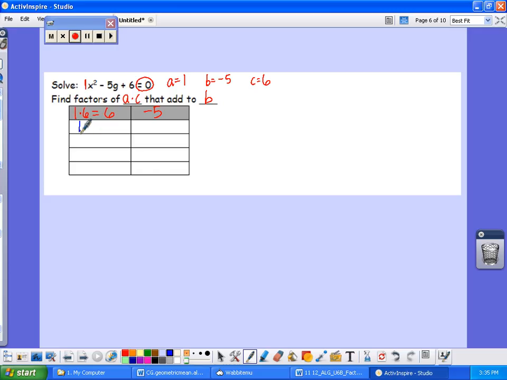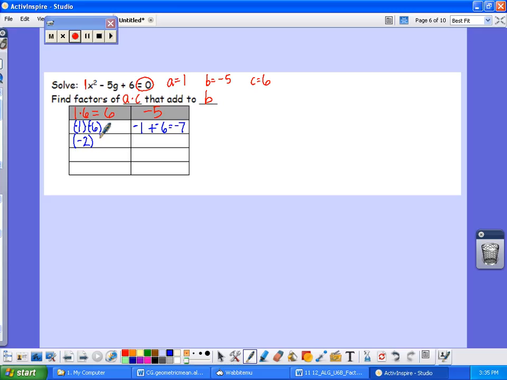So what I'm going to do is 1 times 6 is 6, but 1 plus 6 is a positive 7, but I need a negative value. So my only option is to make this negative, negative, and negative, and now it equals negative 7. But that isn't going to help me any. So we go to the next one.